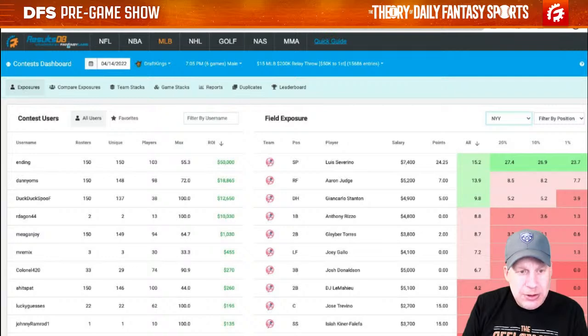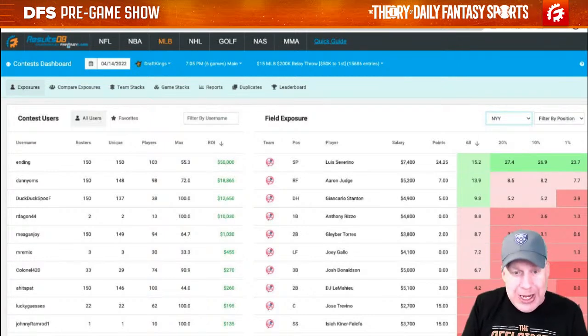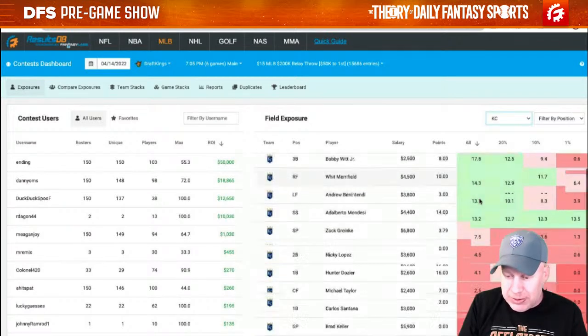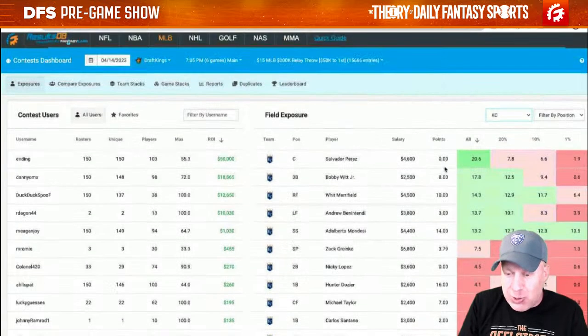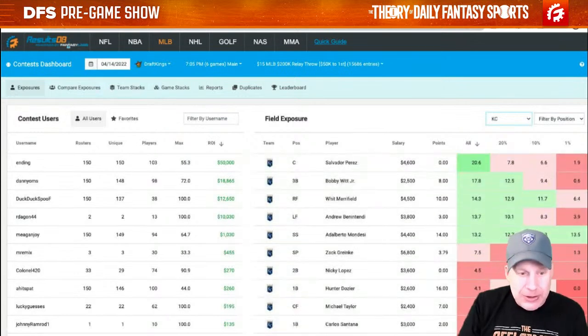Let's see. Where are we going? Devin's in the chat saying that he had KC everywhere. KC wasn't doing that bad. They were stealing bases and stuff. Merrifield and Mondesi. Dozier had a good game. I mean, the stack didn't come through, right? Because Perez had 0. He was 20% owned. Bobby Witt 8, 10. Benintendi, like they were overowned. The Royals were overowned yesterday, but they still scored. And you could have had one of these people in a winning lineup. The stack didn't get there.